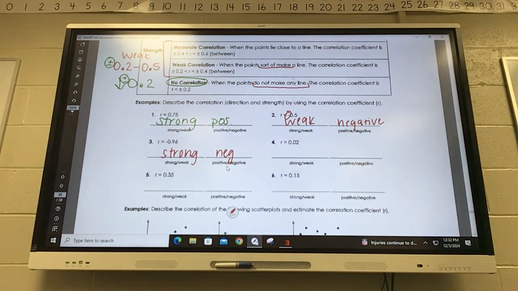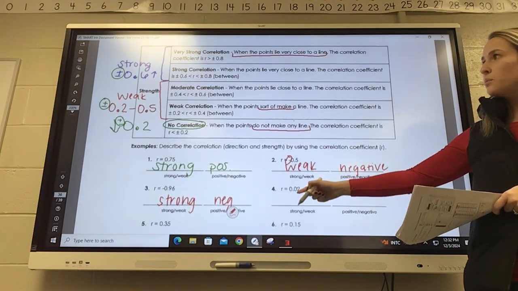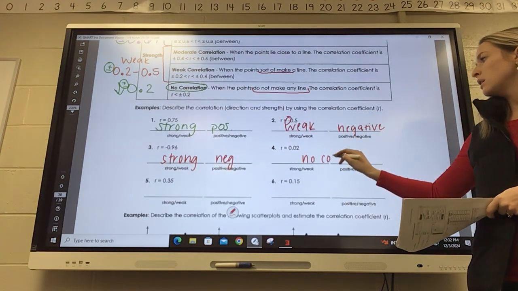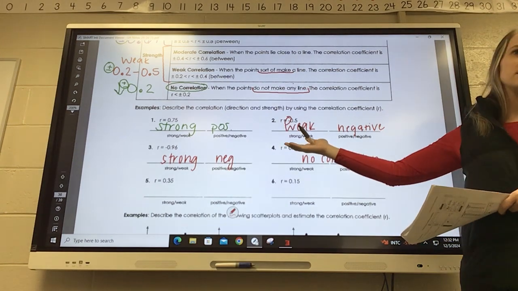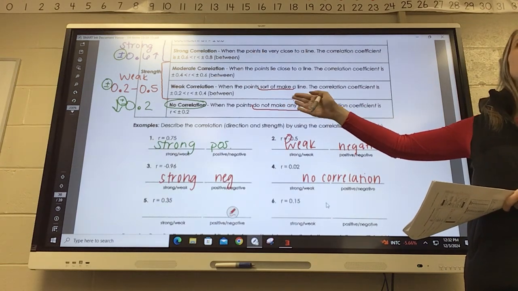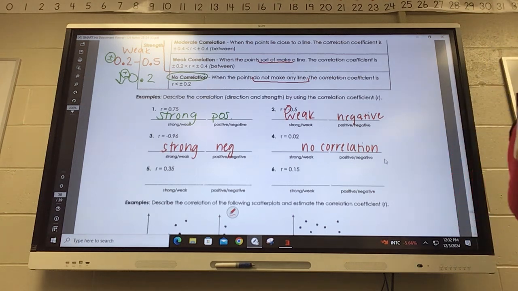Yeah, Sam? Or you want to do the next one? Yeah. Go for it. No correlation, positive. Good. That one was kind of tricky because it's less than 0.2, so it's not really weak or strong. It's just no correlation. And he did say it's positive, which is true because it's a positive number, but when it's no correlation, it's so hard to tell that it's a line at all that I don't make you say positive or negative. We just say no correlation. Not that you're wrong, you just don't need it, okay?